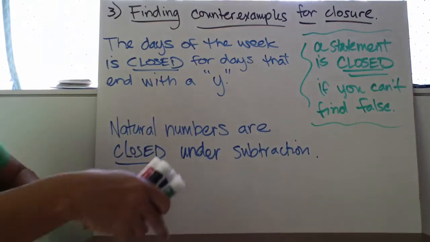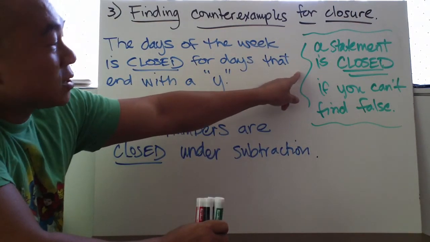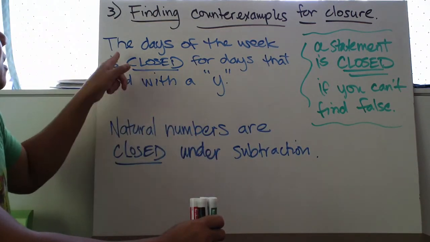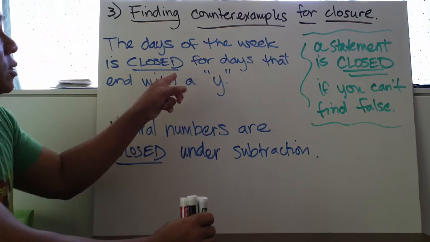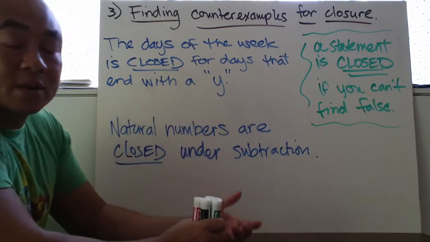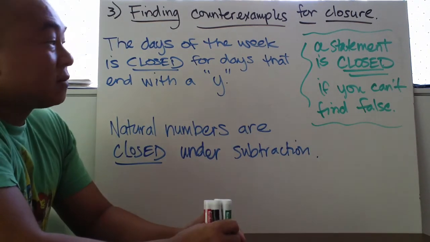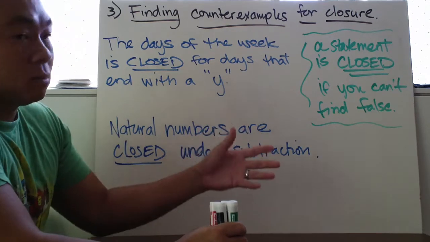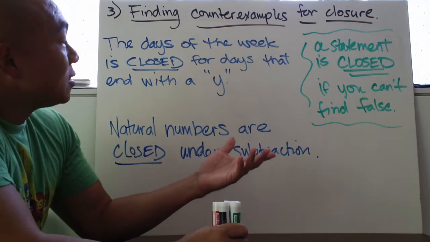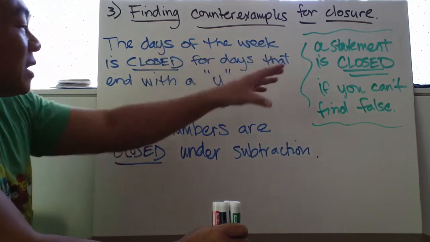Alright, so now, let's talk about closure. A statement is considered closed if you can't find anything false with it. So, let's take a look at the statement. The days of the week is closed for days that end with a Y. So, the challenge here is to look for a weekday that doesn't end with Y. Well, Sunday, Tuesday, they all end with Y's. So this statement is totally true. Even though it tells you it's closed, that means you can't find anything false with it.